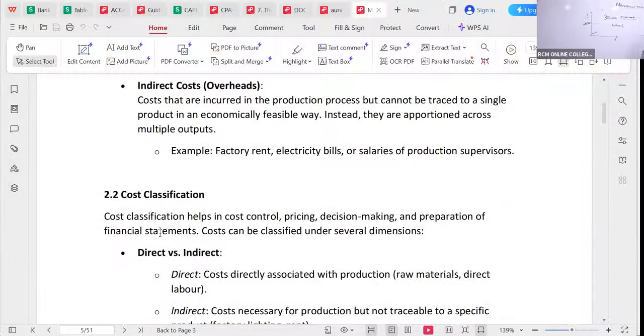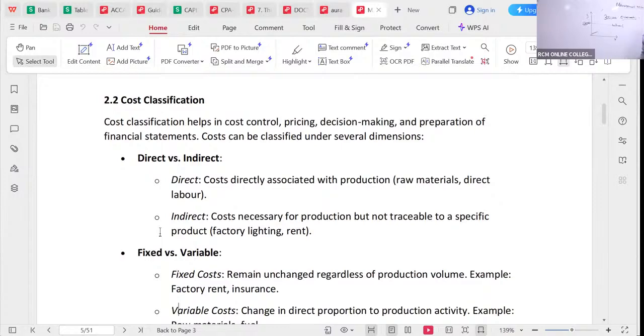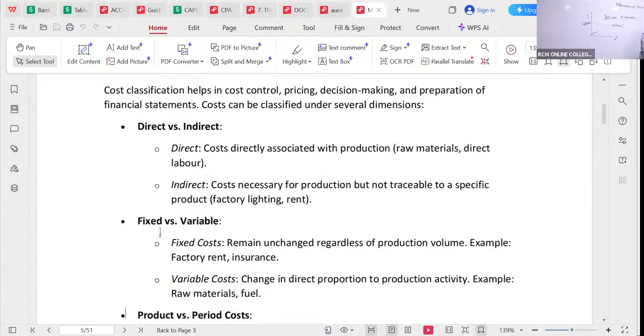Then we have cost classification, where you can see we have direct versus what here? Indirect. I don't have to belabor that. Yeah. We have fixed versus what here? Somebody? Variable. The same. What are fixed costs?